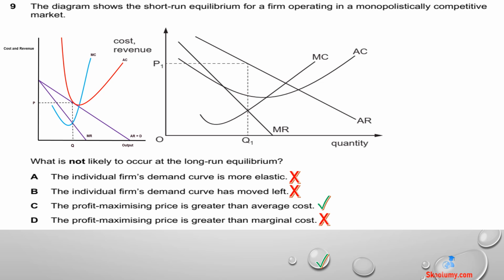It is not A as the firm's demand curve is more elastic because substitutes or products from competing brands are available. There are low barriers to entry and exit. B is not the correct answer because the demand curve of the firm moves to the left as other companies enter the market in the long run. It is not D because the price is above the marginal cost from the diagram.